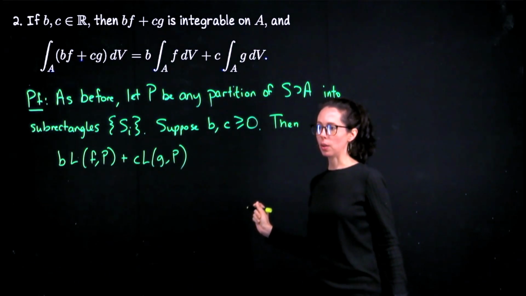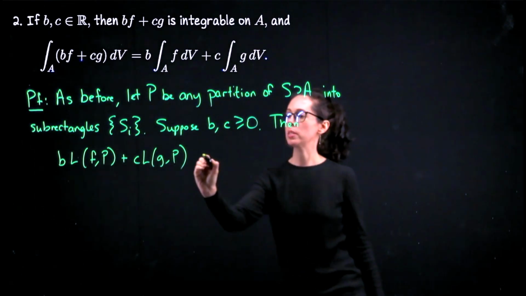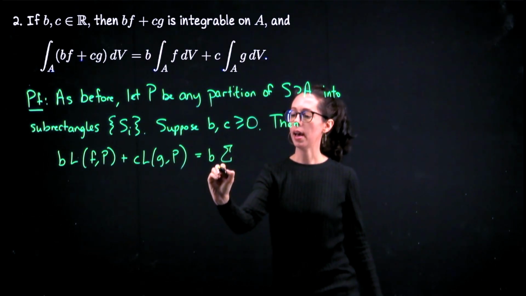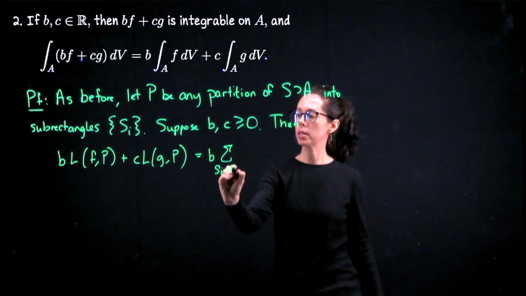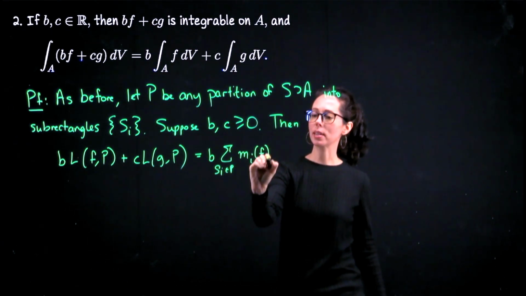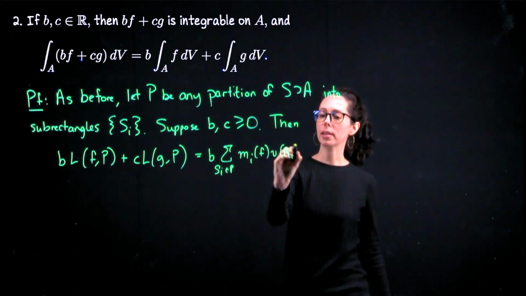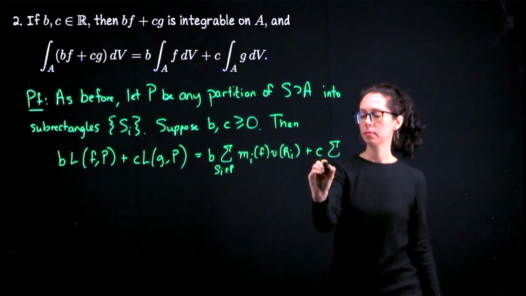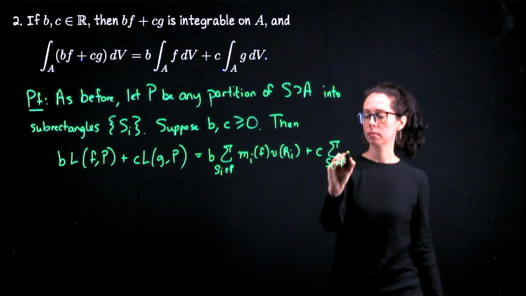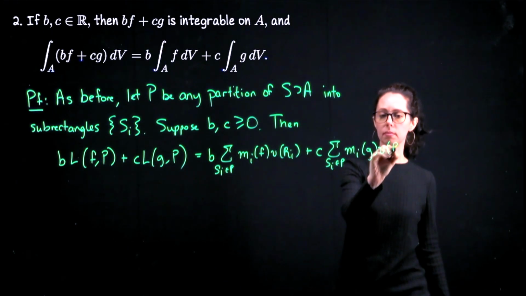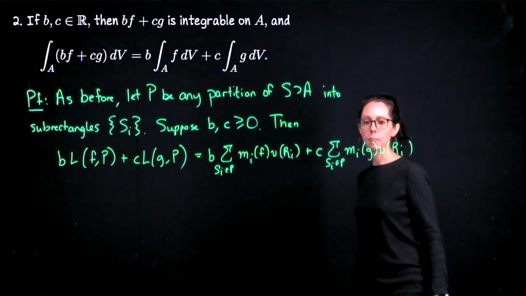Let's now say what that is in terms of a summation. So that's going to be the scalar B times adding up over the subrectangles in the partition, the infimum of F over each subrectangle times the volume of that subrectangle, and then same thing for the second term. Okay, these are finite sums.